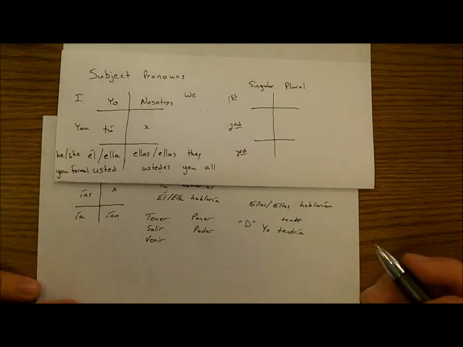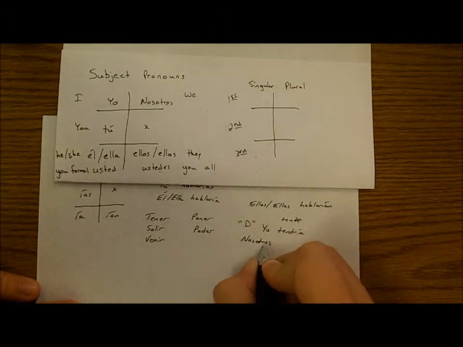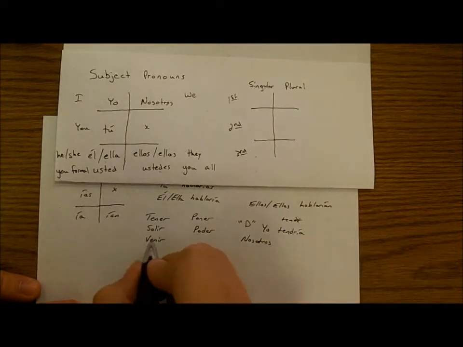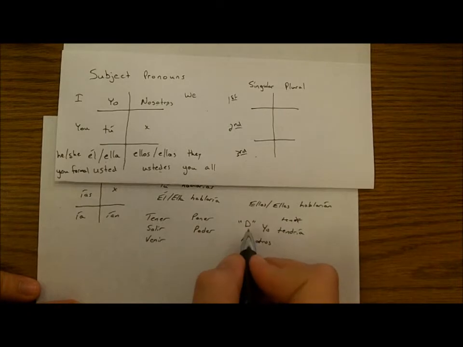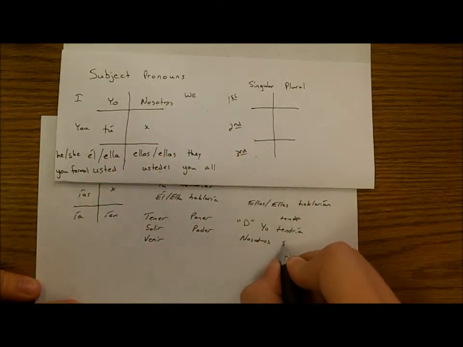Or how about we would go out? Nosotros. Okay, we have salir. You're going to cross off the IR, left with sal, add the D, and the íamos, saldríamos.